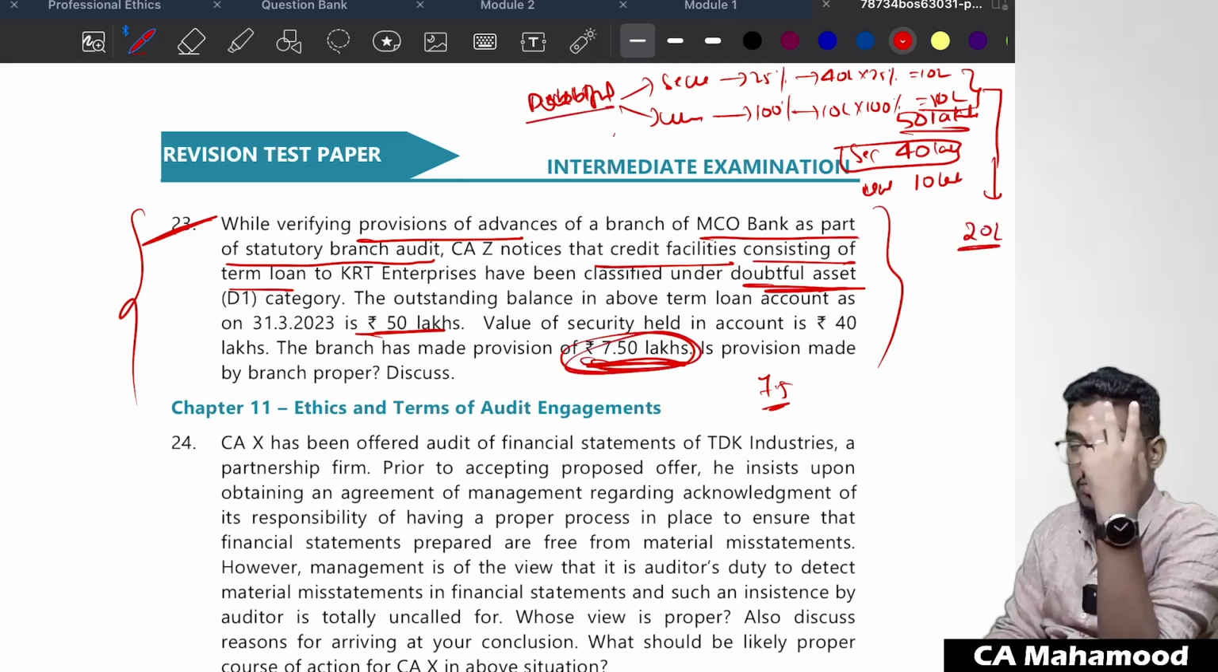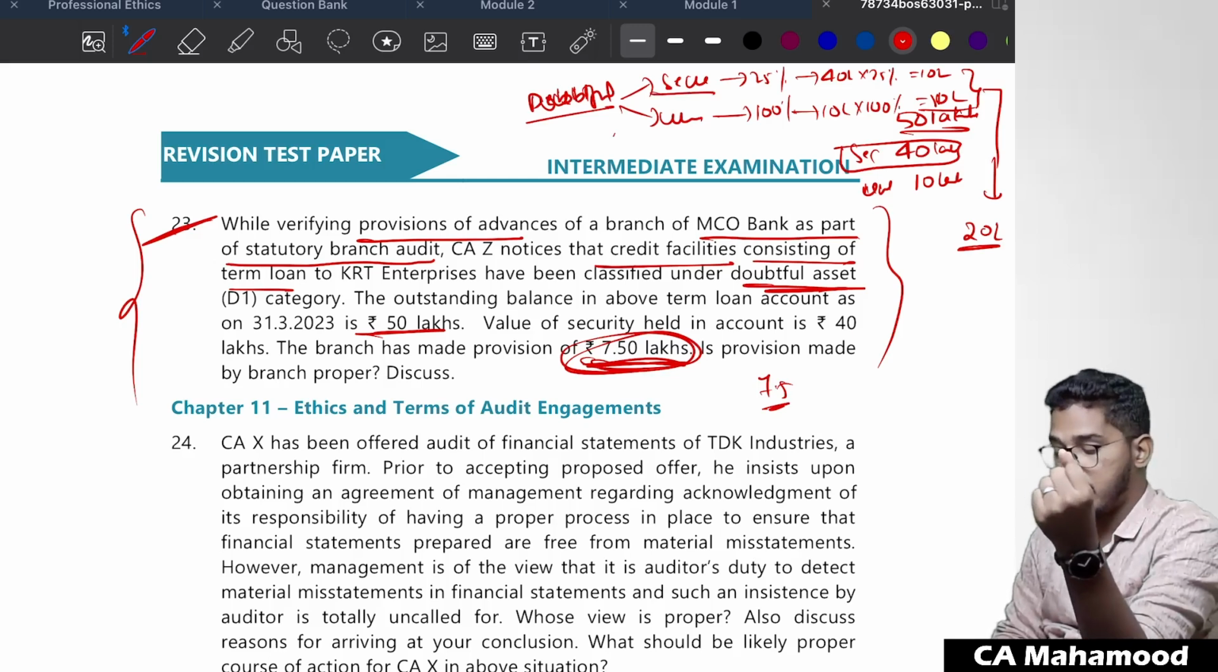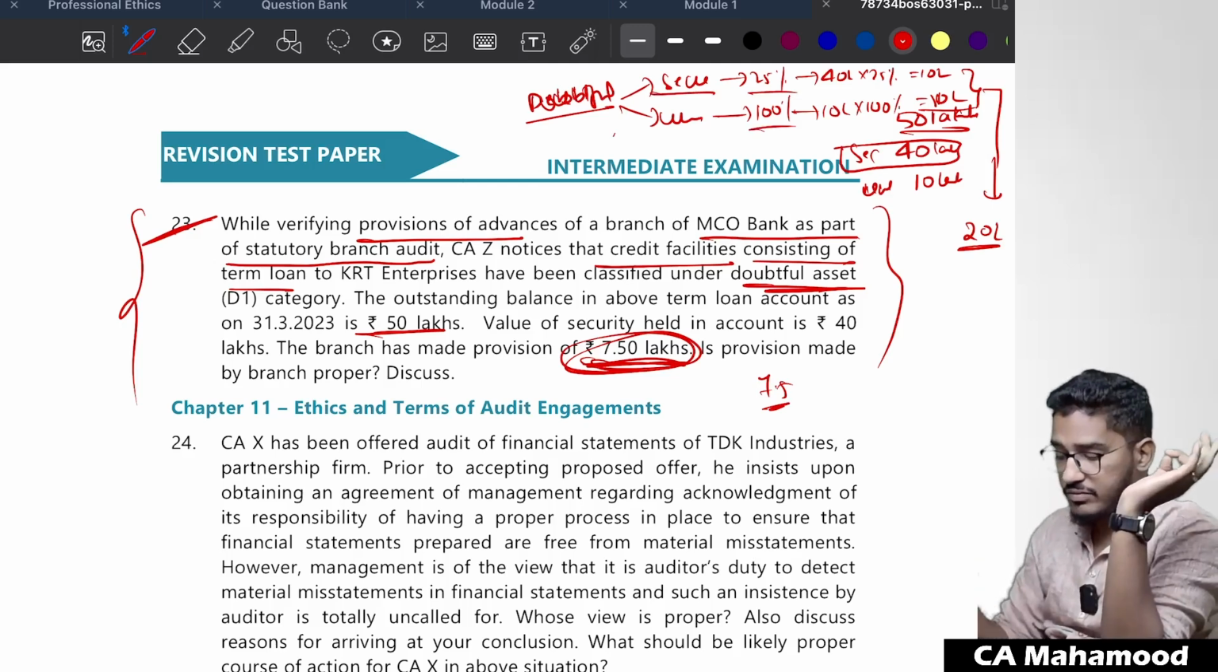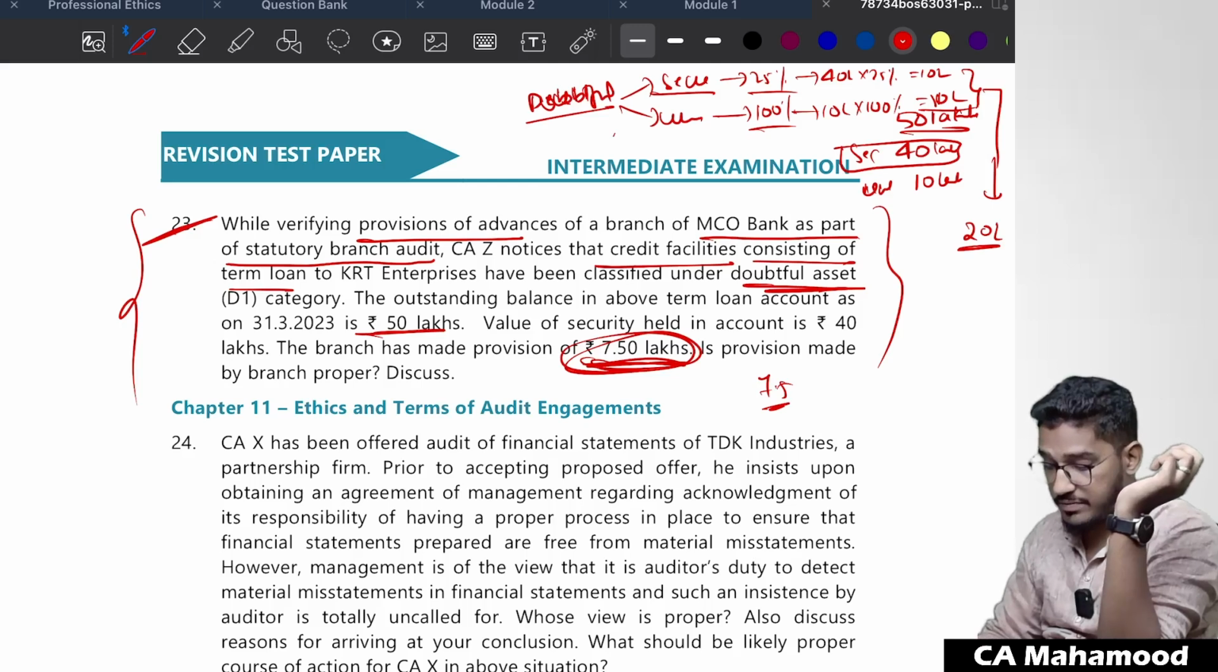So you need to understand, you have to bring from the accounts what are the provisioning requirements. In case of doubtful, if it is secured doubtful, 25% provision. If it is unsecured doubtful, 100% provision. This you have to remember, do the calculation and present it.